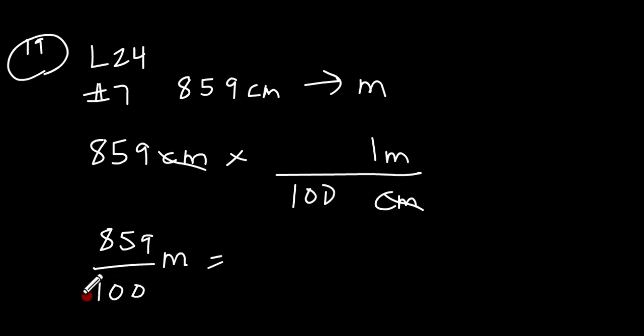And now when you're dividing by multiples of 10, you're going to move the decimal point to the left too. So your final answer is 8.59 meters. And for the last problem, number 20.